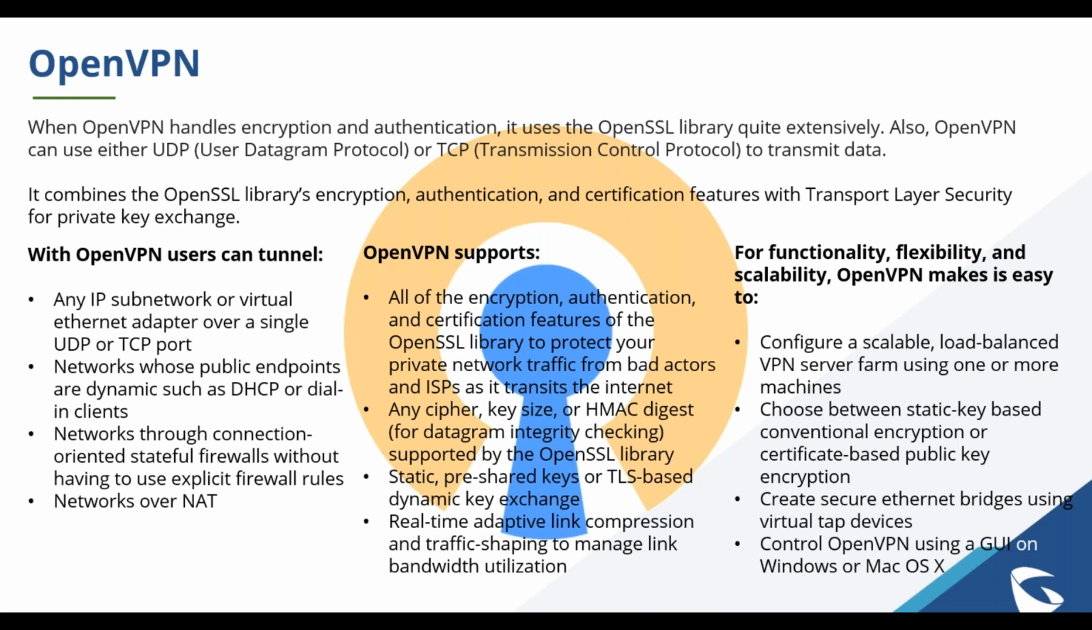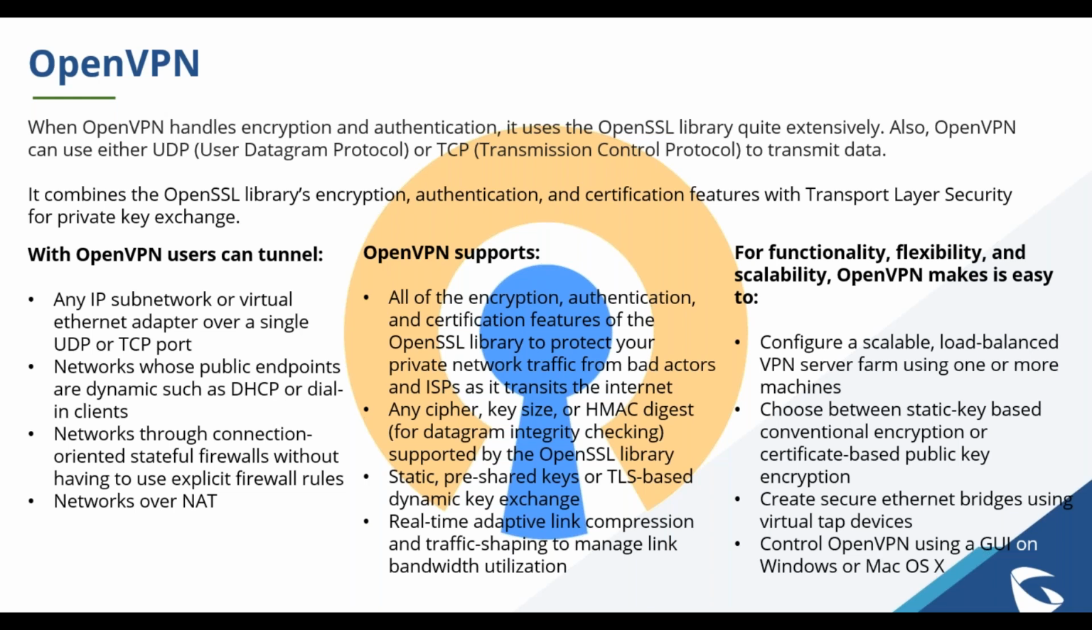Networks whose public endpoints are dynamic, such as DHCP or dialing clients, can connect as a client. It doesn't matter what the source is from where they are connecting, even though they are behind a double NAT or they don't have the ability to create port forwards. Networks through connection-oriented stateful firewalls can connect without having to use explicit firewall rules. As we previously said, we don't have to configure any firewall rules in order to connect if we are the client.